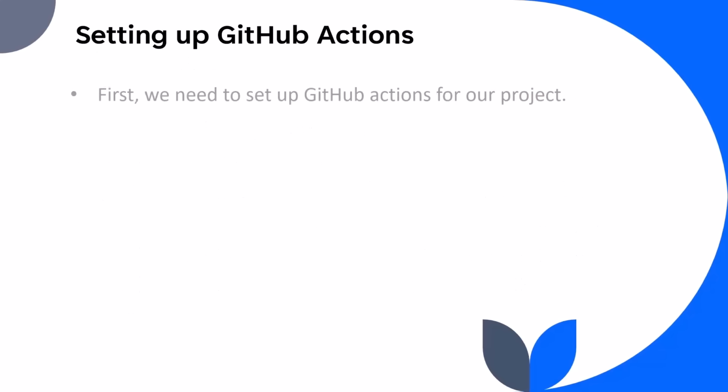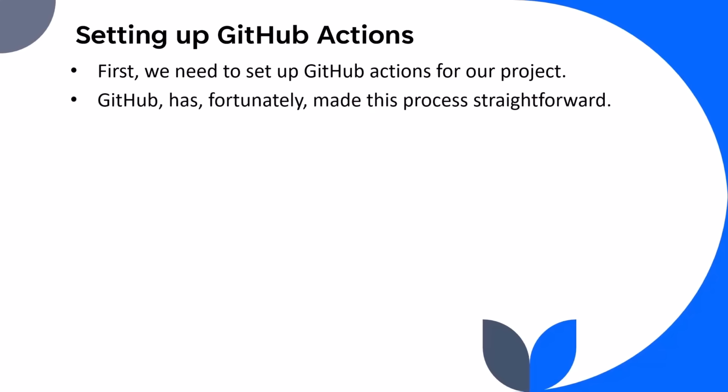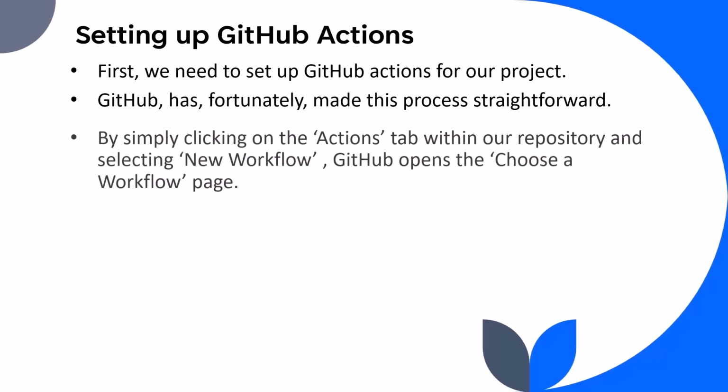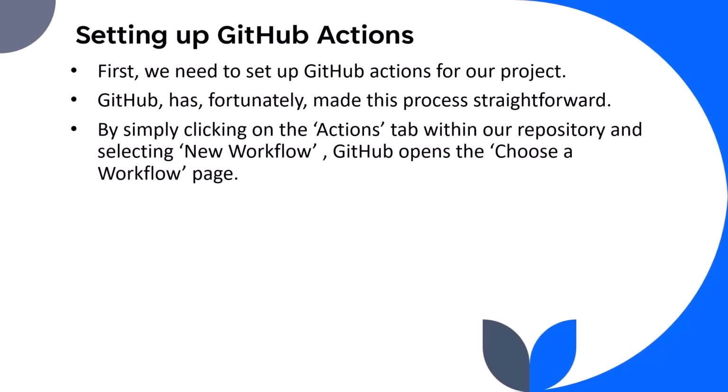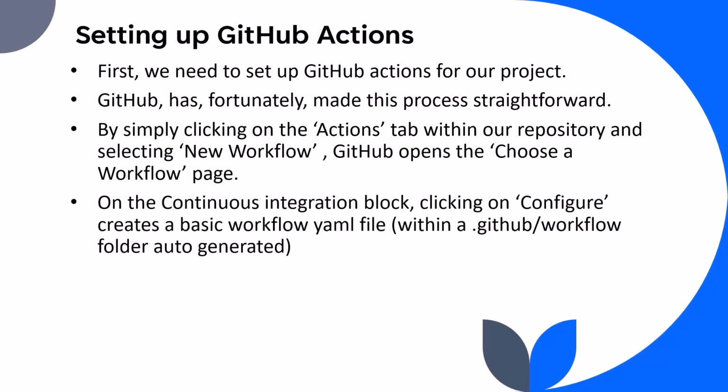Now for setting up GitHub Actions for our project, how do we do it? GitHub has fortunately made this process straightforward and seamless. By simply clicking on the Actions tab within our repository and selecting New Workflow, GitHub opens the Choose a Workflow page. We are going to demonstrate everything in a bit. On the continuous integration block, clicking on Configure creates a basic workflow YAML file. Okay, so let's do it in practice.